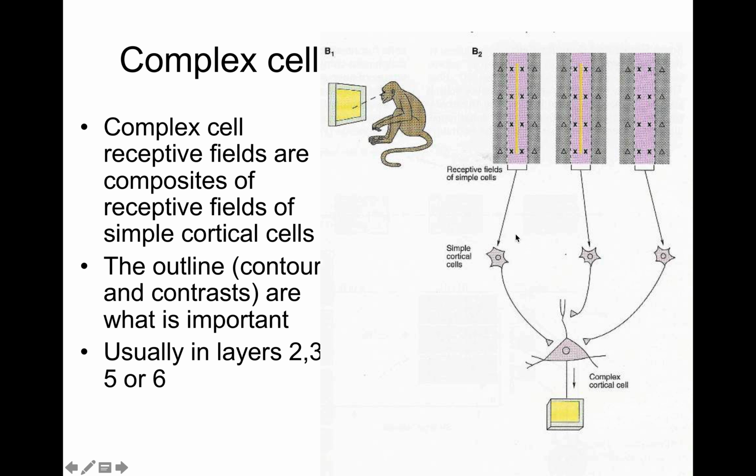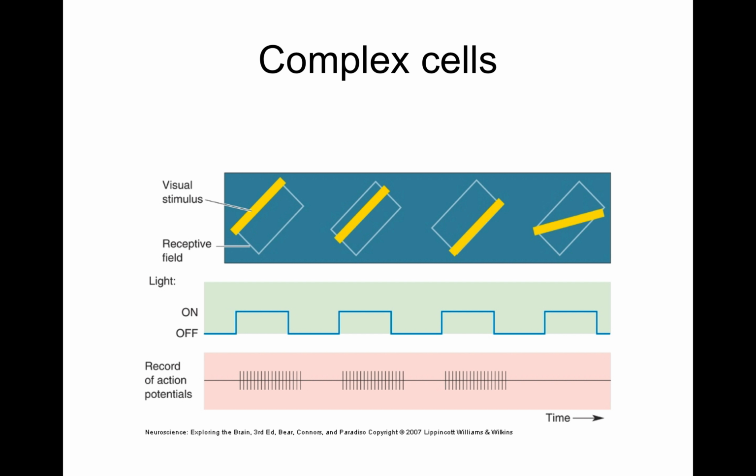So a complex cell is integrating inputs that it receives from these simple cells, and is able to help create a more complicated type of cortical cell. These are composites of these fields, and contour and contrast are usually what's important here, and we see them in layers 2, 3, 5, and 6. As you're moving your visual stimulus across, you can find these types of changes occurring within the receptive field, and they're larger and represent larger areas of the retina as well, and have a greater variety of different responses to them.